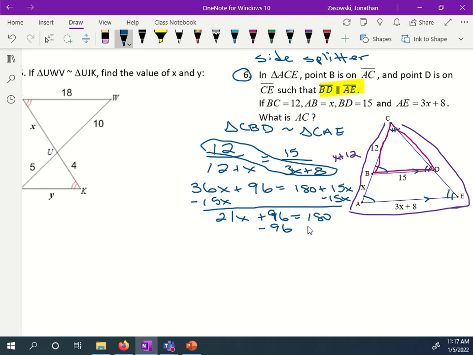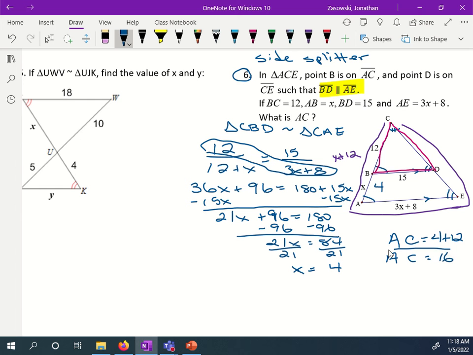Move that 96 over. 21x is equal to 84. Last step, get the x by itself by dividing, and we are left with x is equal to 4. Now, be careful. The question doesn't say find x. It says find AC, right? So if this side is 4, that means that AC is equal to 4 plus 12. So AC is 16, okay?